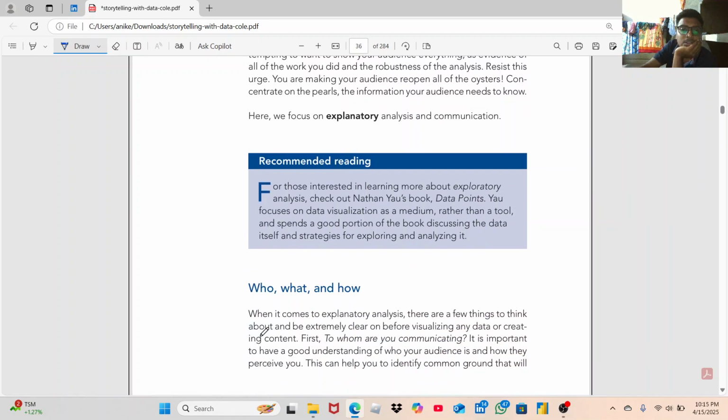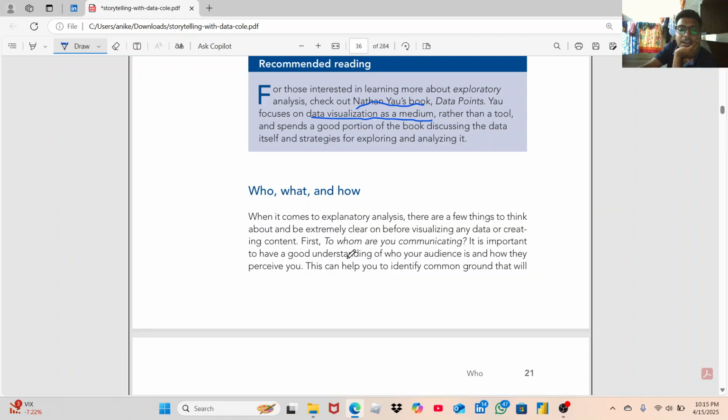For those interested in learning more about explanatory analysis, check out Nathan's book. Very important book. This one you can check. I prefer it. You should also prefer it. It focuses on data visualization as a medium rather than a tool, and spends a good portion of the book discussing the data itself and strategies for exploring and analyzing.